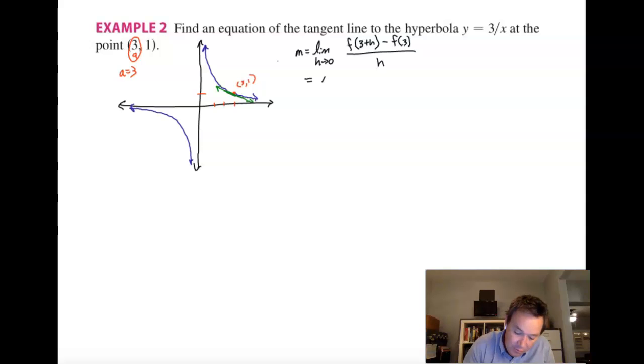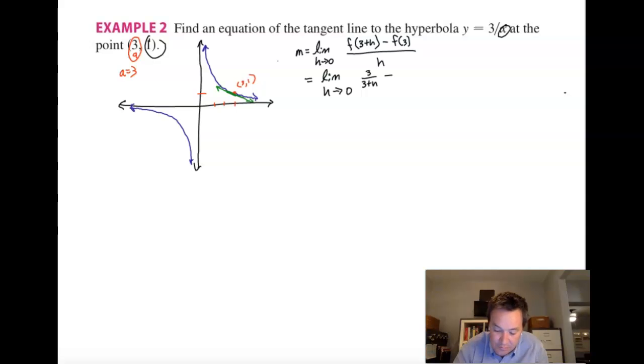Let's continue. The limit as h approaches 0. f of 3 plus h, you're just replacing the input, the x, with 3 plus h. So I'm going to get 3 over 3 plus h minus f of 3, we're told is 1. So minus 1 over h.